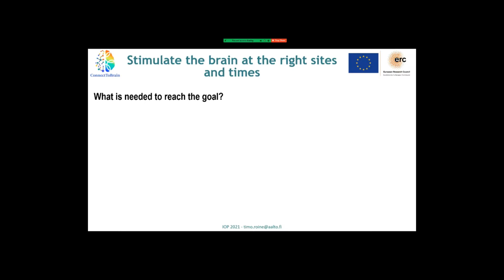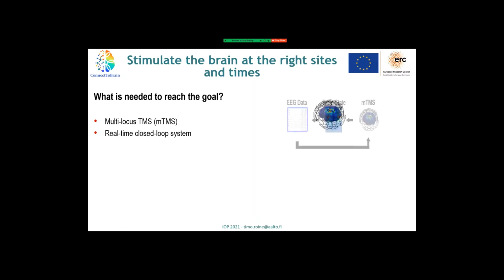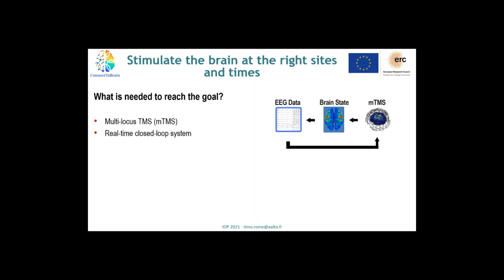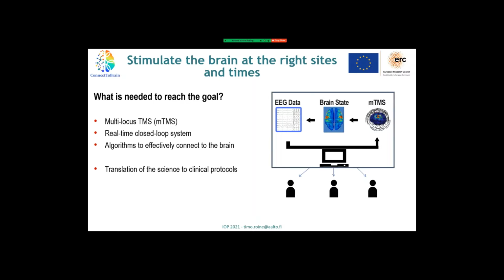So for most effective protocols, both for treatment and research, we need to stimulate the brain at the right sites and times. What is needed to do this? We need multilocus TMS to electronically control the locus, direction, intensity, and timing of the stimuli. In addition, we need real-time closed-loop systems and algorithms to be able to characterize the brain state, activity, and connectivity. However, most importantly, we need to translate all of these methods into clinical practice to have a real effect.